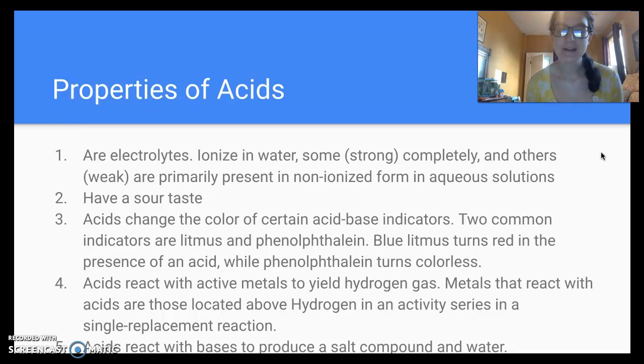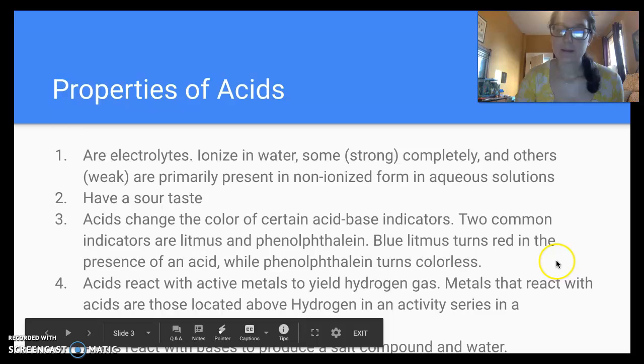Acids have a sour taste, so again, if you think of citrus, vinegar, typically they have a sour flavor. But of course, we do not taste acids in the lab. Acids do change the color of acid-base indicators, which is why indicators are so helpful, because they indicate whether something is an acid or a base. The most common indicators that we will encounter are litmus, typically litmus paper, which is just a strip of paper that you dip into the solution, and phenolphthalein. Blue litmus paper would turn red in the presence of an acid, so red litmus means acid, and phenolphthalein is going to be colorless in an acid.